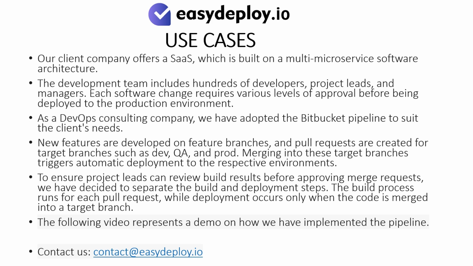New features are developed on feature branches, and pull requests are created for target branches such as Dev, QA, and Prod. Merging into these target branches triggers automatic deployment to the respective environments. To ensure project leads can review build results before approving merge requests, we have decided to separate the build and deployment steps. The build process runs for each pull request, while deployment occurs only when the code is merged into a target branch. The following video represents a demo on how we have implemented the pipeline.